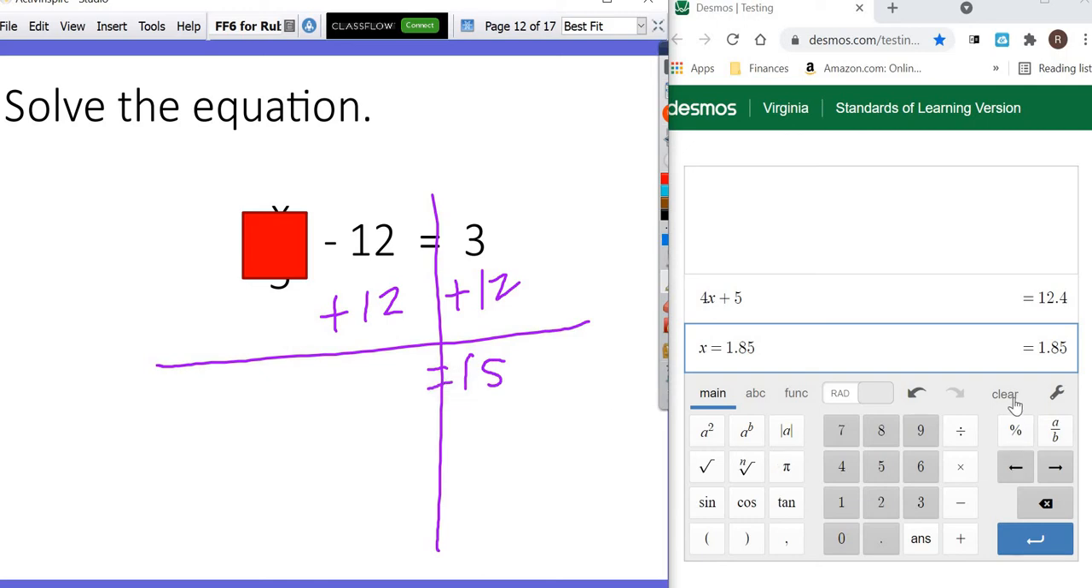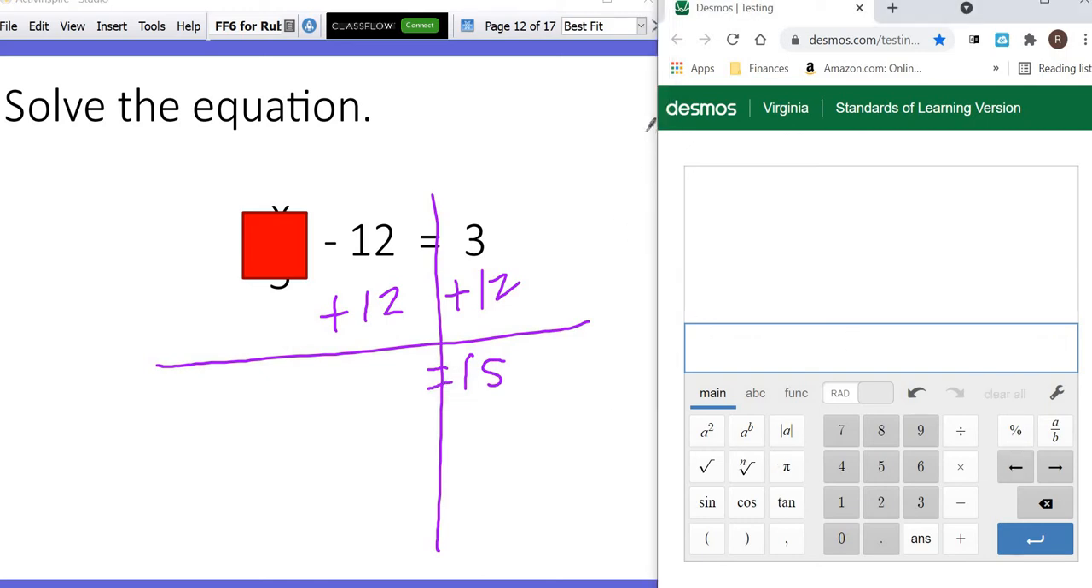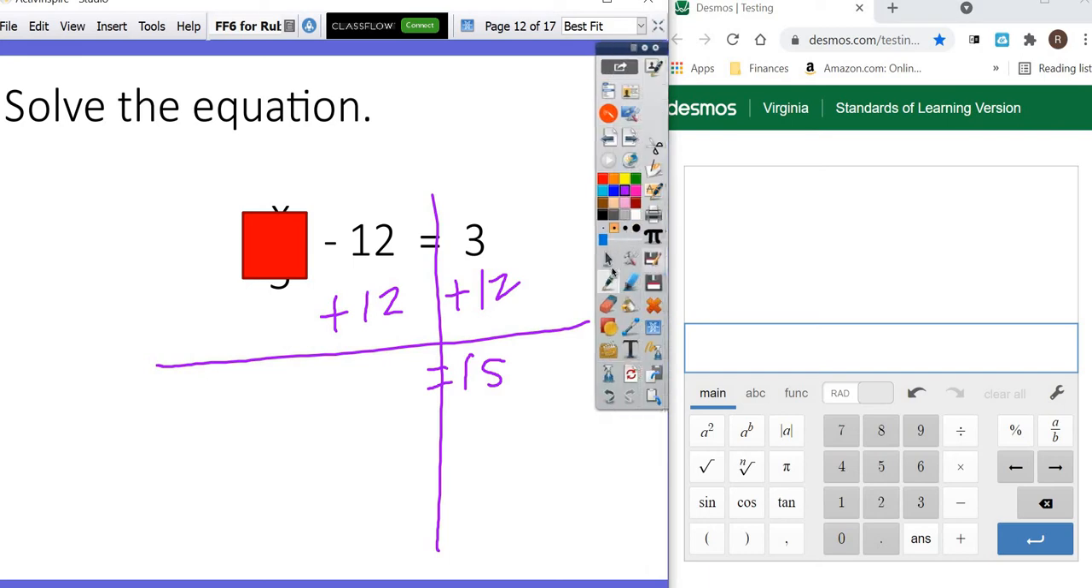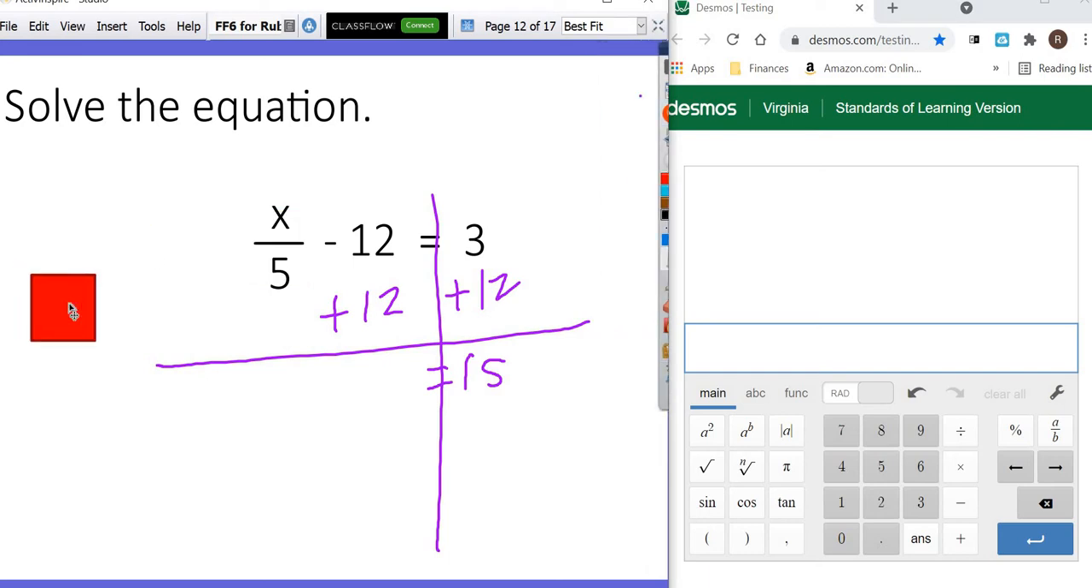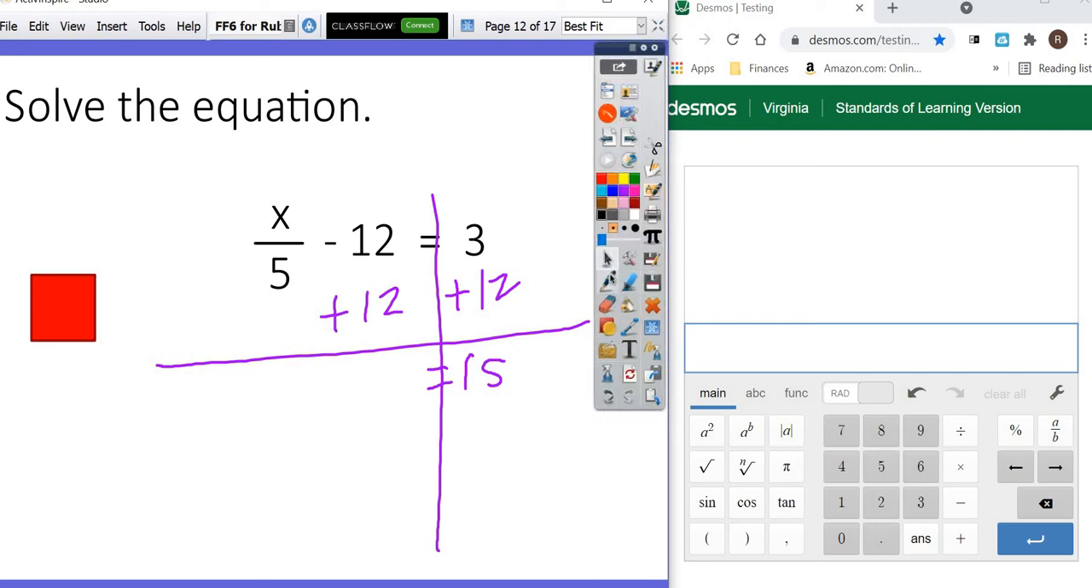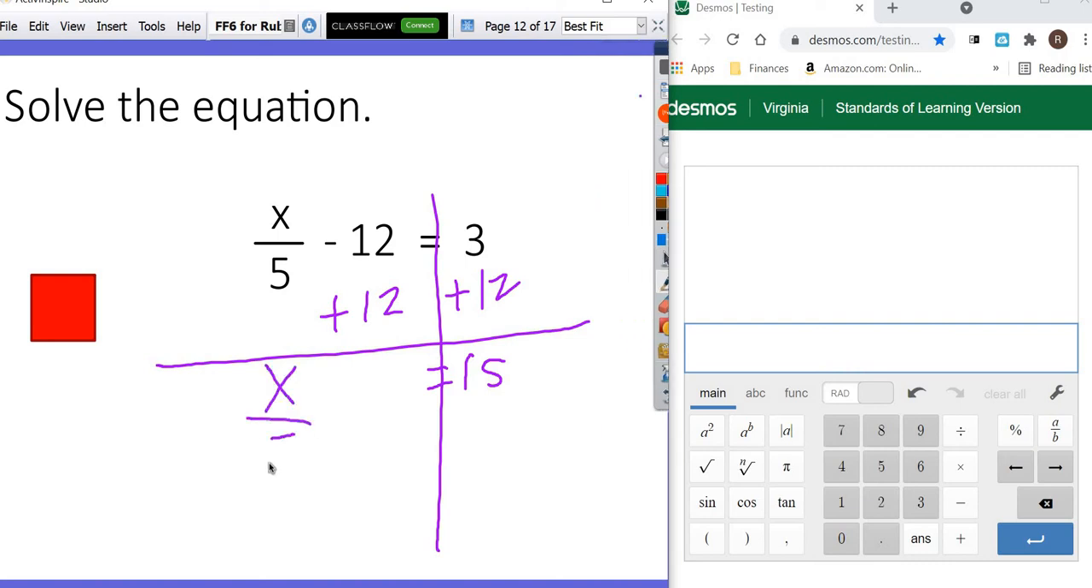Always use Desmos. You always want to use Desmos. And then I'm going to come back over here, and I'm going to move that square away because we still have more to the problem. And I'm going to drop down that x divided by 5. So here's x divided by 5 equals 15.